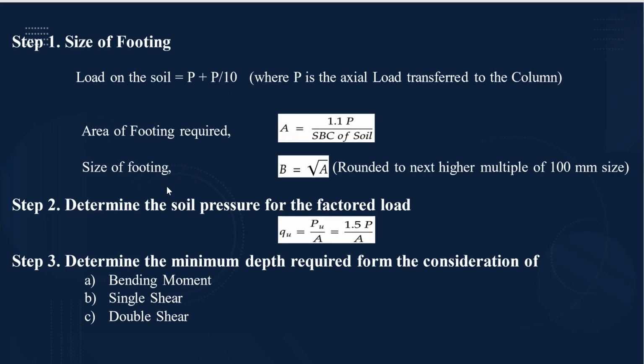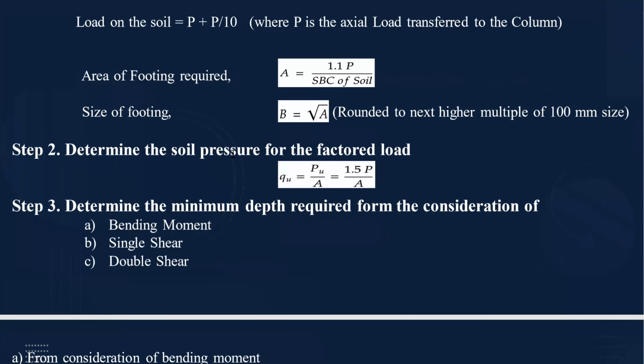The next is what will be the size of the footing. Now, since we have the area of the footing, we can easily calculate the size of the footing. This is because of the basic fact that we are studying the square footing. So it will obviously be under root of A. And whatever value you get, you have to round it off to the next higher multiple of 100 mm size.